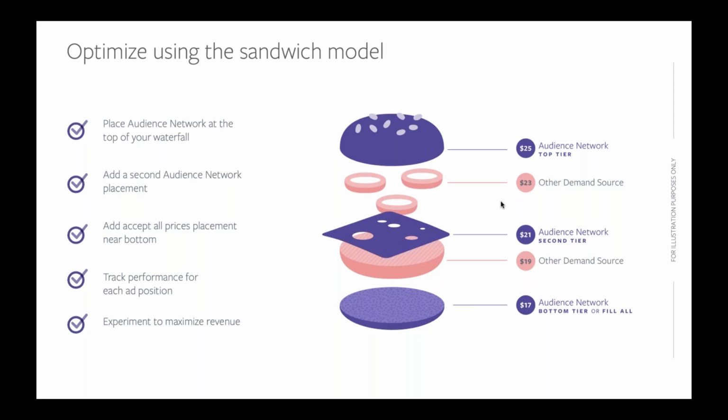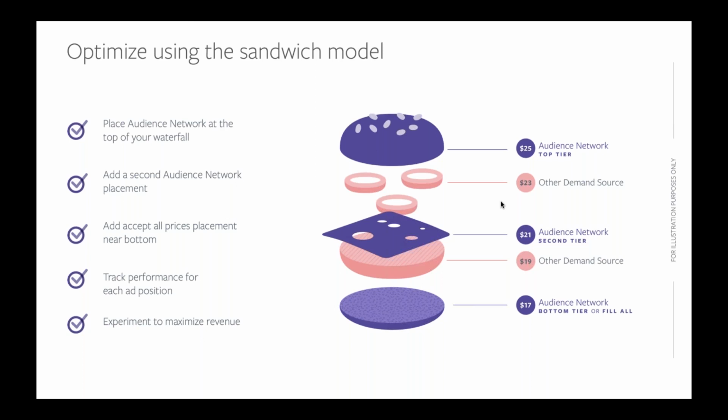And then test and optimize based on those results, right? Making incremental changes to your CPM targets can help you maximize yield over time. The higher your CPM targets are, the lower your fill rate will be, so you want to keep that in mind as well.